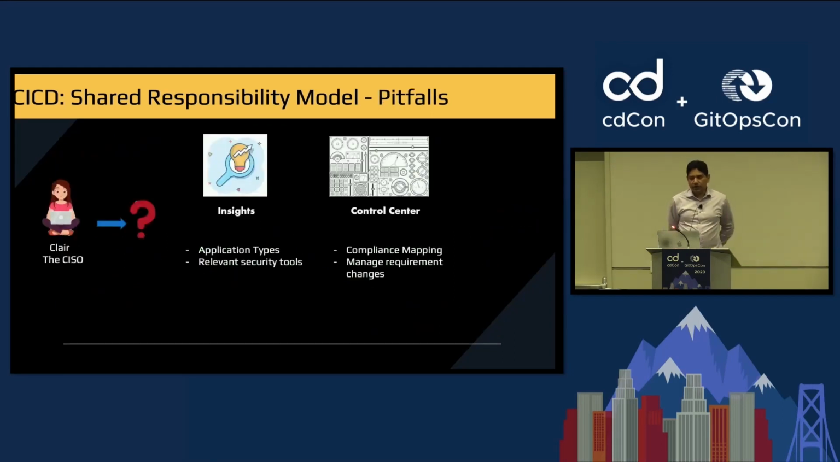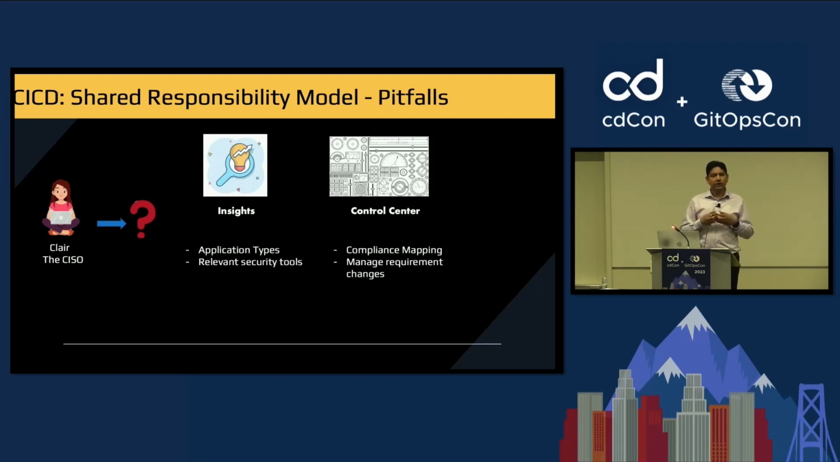Now, we talked about the tools or the systems. We talked about the personas, right? Now, if I look from the CISO point of view, what do I need? I need insights into what type of applications my organization is running, like whether it's microservices, non-microservices, or Go-based, or Python-based, right? All this information I need to have as a CISO, right?